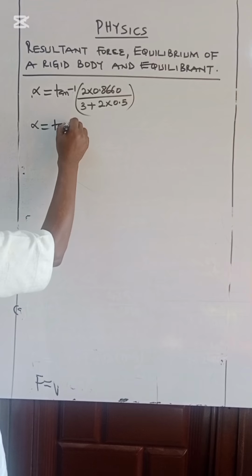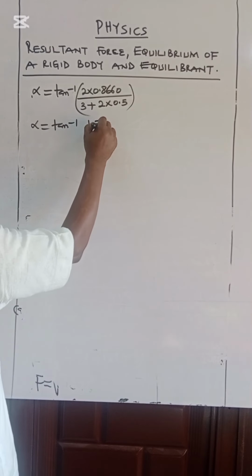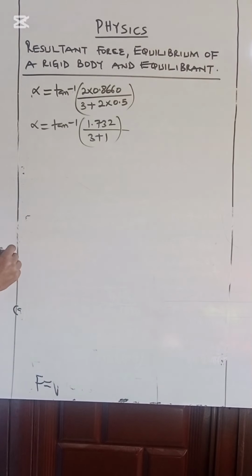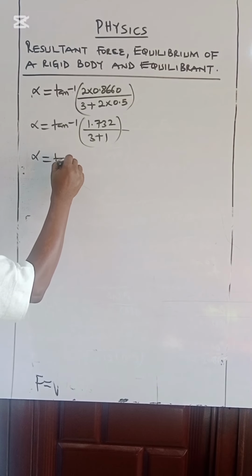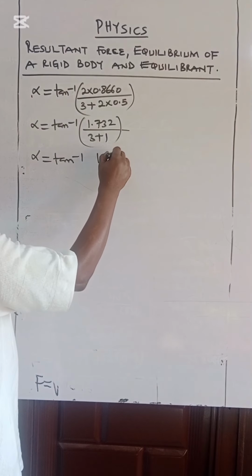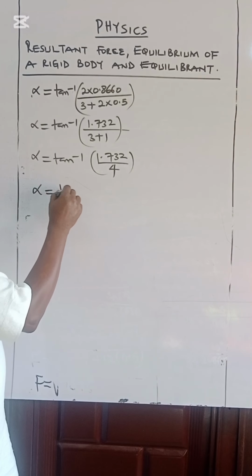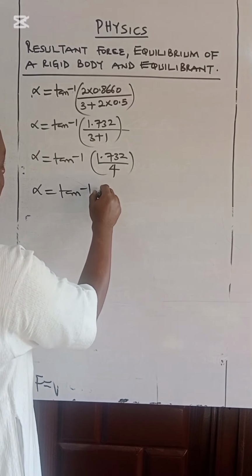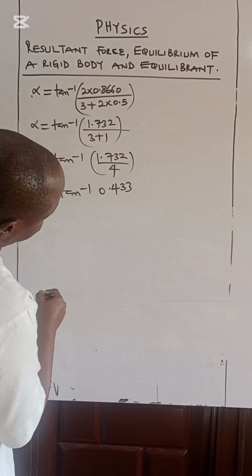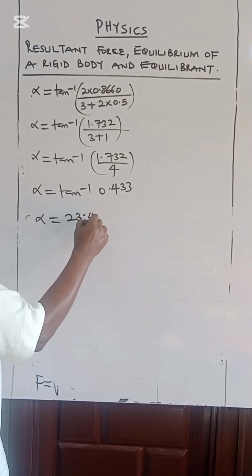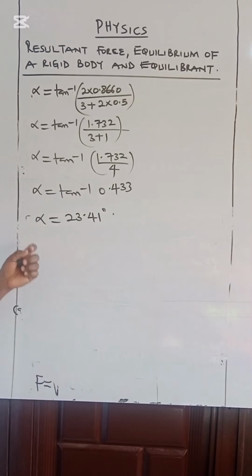Alpha will now be tan inverse of 1.732 over 3 plus 1. This is what you have. Alpha will now be tan inverse of 1.732 divided by 4. Alpha is equal to tan inverse of 0.433 when you divide it. So alpha will now be tan inverse of this, which will give you 23.41 degrees. So that is the direction of the resultant, in case you have to find the direction of the resultant.